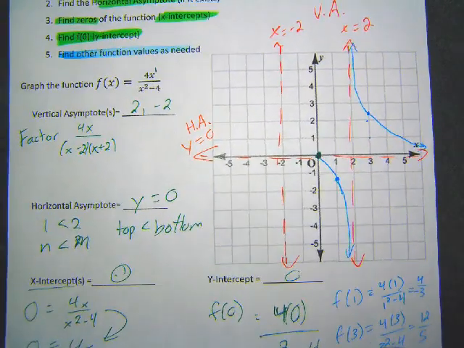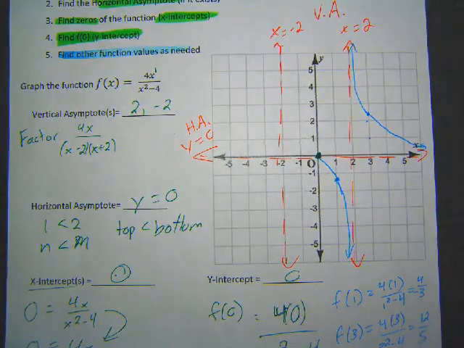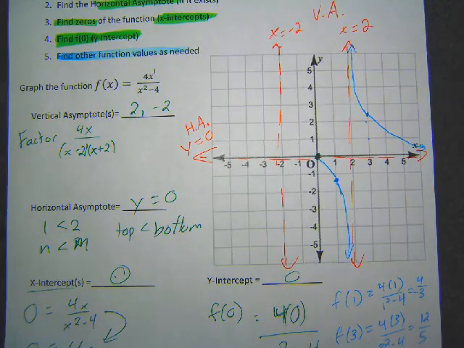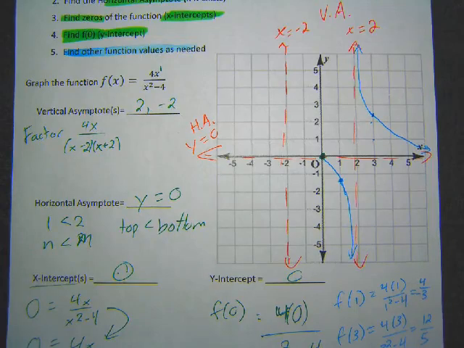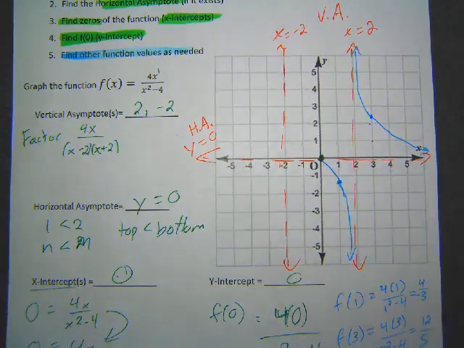Now, how do I draw the rest of the graph? Two ways to do it. One, I could plug more numbers in, so I could do f of -1 and f of -3. The other way to do it is actually use symmetry. Remember we had those symmetries in the past? This graph actually has symmetry.